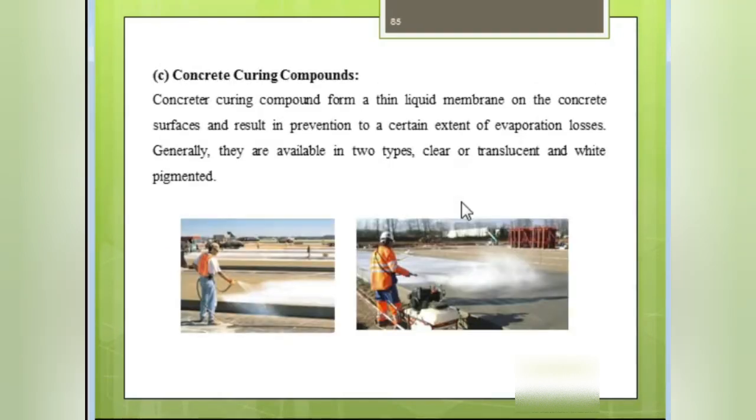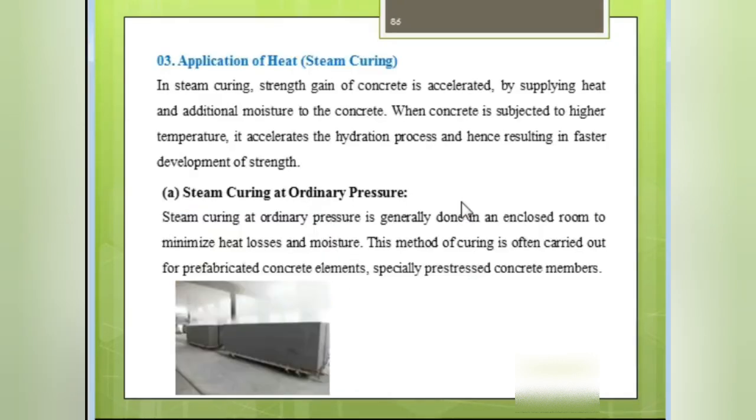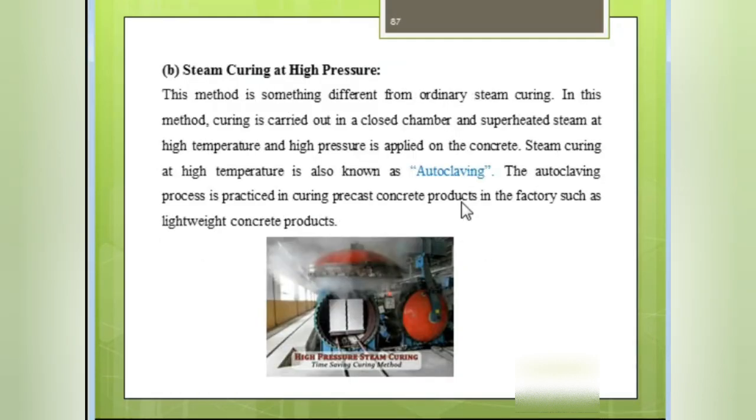Then coating curing, where we coat some chemical compound onto the concrete surface. At the time of manufacturing of a flyover, you can observe that the flyover pillars have been coated with some chemical compound, which is nothing but for curing purposes. Okay, then there is steam curing. Nowadays there are AAC blocks, autoclaved cement blocks, which are manufactured by steam curing.